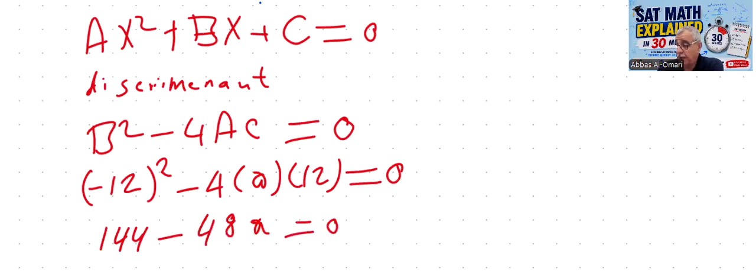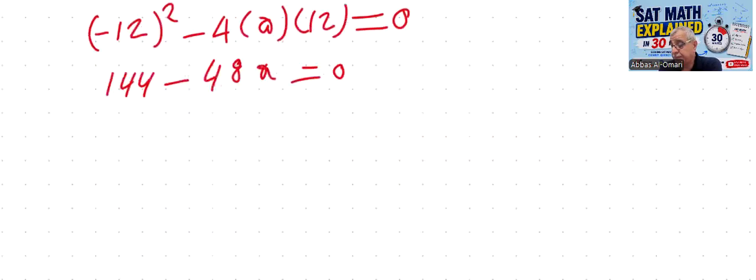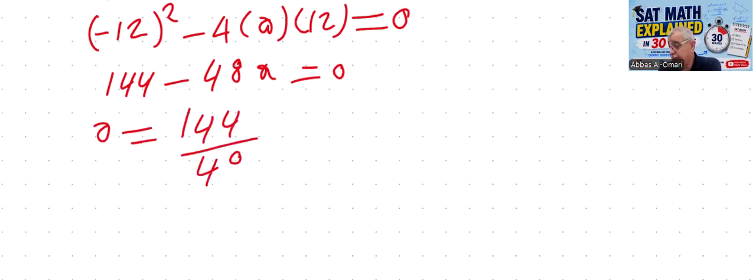So this gives us that A equals 144 divided by 48, which is 3. So the value of A in the equation should be 3, so that the equation has only one solution.